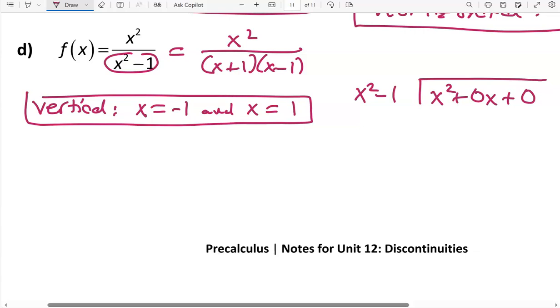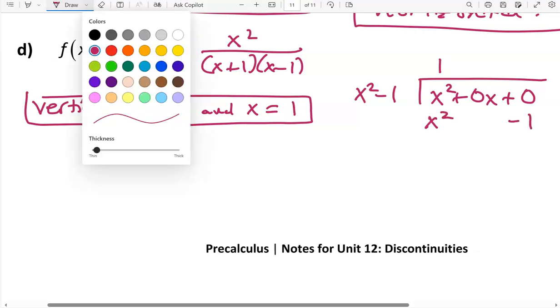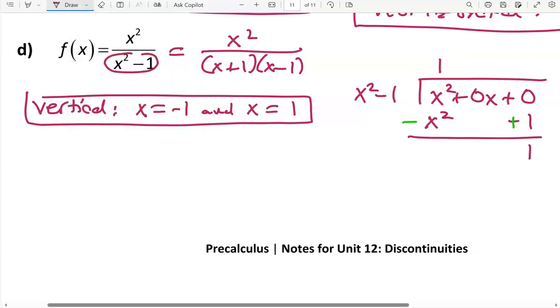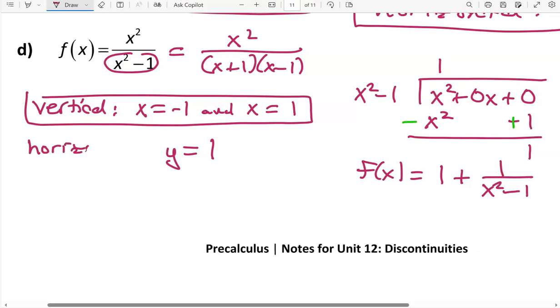So first term divided by first term, x squared divided by x squared is 1. 1 times the entire divisor is x squared minus 1. I'm going to change the signs and add, and now we have a remainder 1. And so this function can be rewritten as f of x is equal to 1 plus the remainder 1 divided by x squared minus 1. The quotient part of that gives us what y equals for the end behavior asymptote, and that'll be y equals 1. And y equals 1 is a horizontal line.